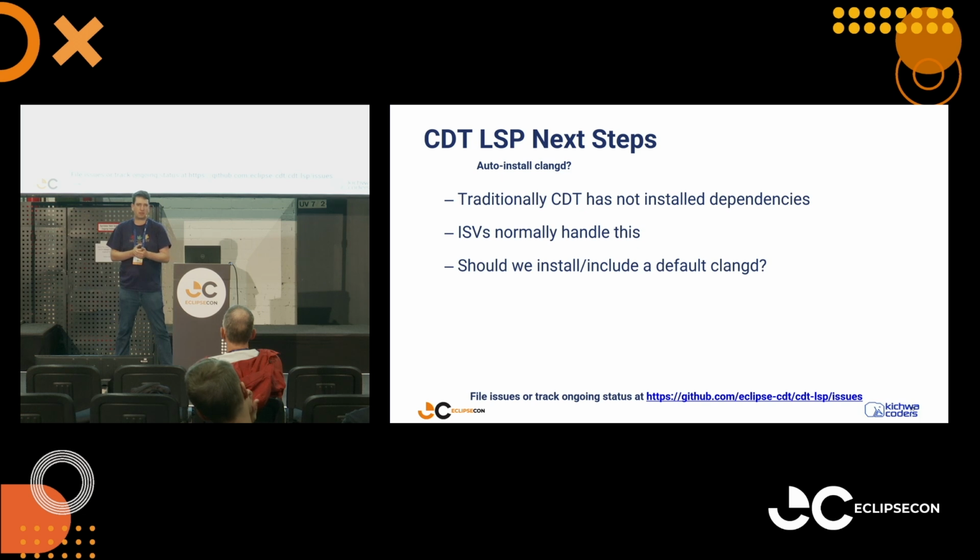So this is almost related to discoverability, but it's like, how do users get clangd? Traditionally, if you go download CDT now from eclipse.org, you are not going to have any toolchains. You're not going to have any make. You have to go deal with all of that yourself. ISVs, fortunately, handle that normally. If you get an installer from someone like Renesas, it will install all of the tools that you might need so that you can actually get up and running.